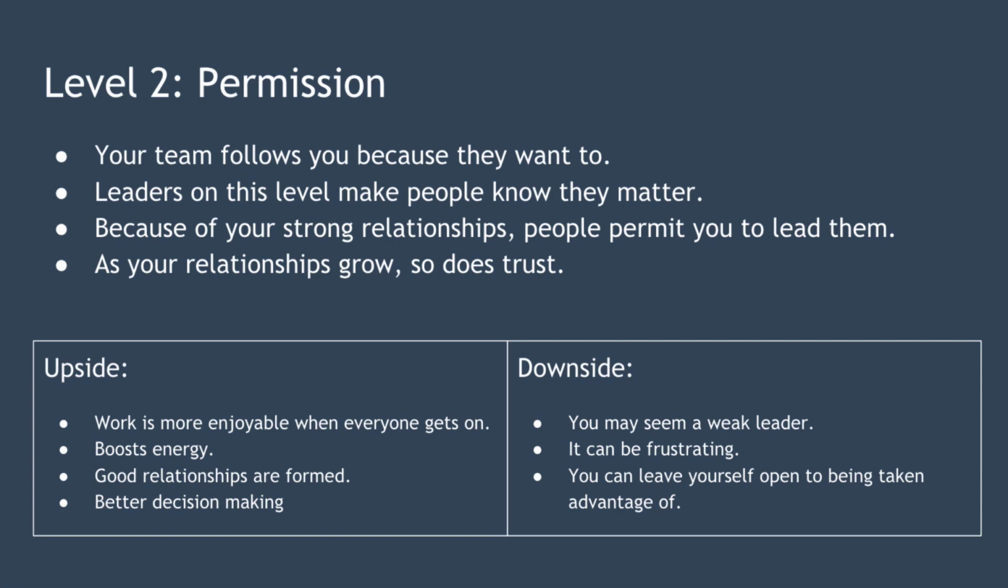And because of your strong relationships, people in effect permit you to lead them, which is why this level is called permission. Now, as your relationships grow, so does trust, and the workplace becomes an even more positive place. At this level, lasting relationships create the foundation of level 3. So in a nutshell, this level is all about relationships.